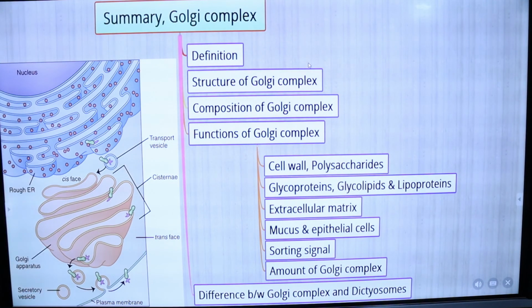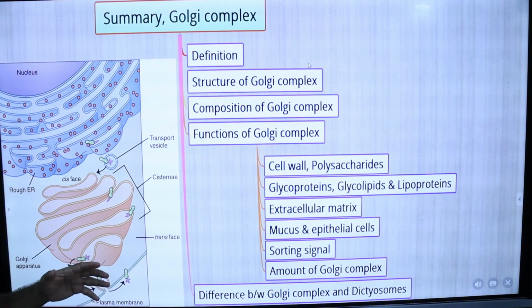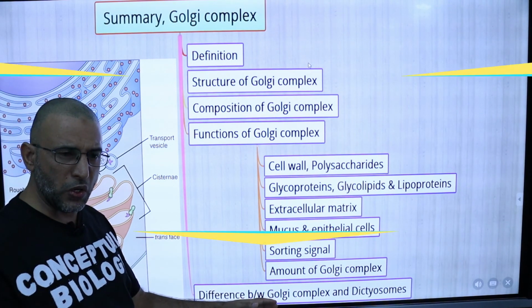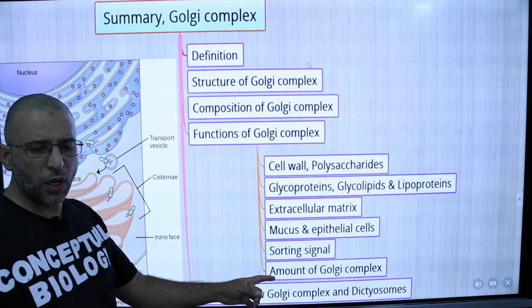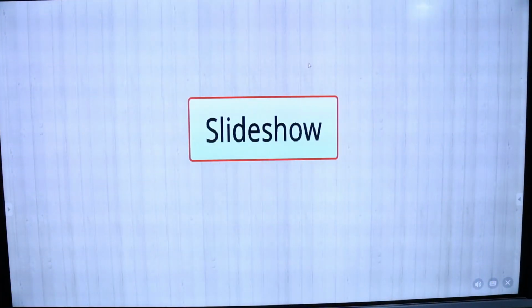Now, difference between Golgi complex and dictyosomes. The Golgi complex is a cytoplasmic organelle that is present in eukaryotes, while dictyosomes are the building blocks of Golgi bodies. Let's watch this slideshow to differentiate between cis and trans phase.